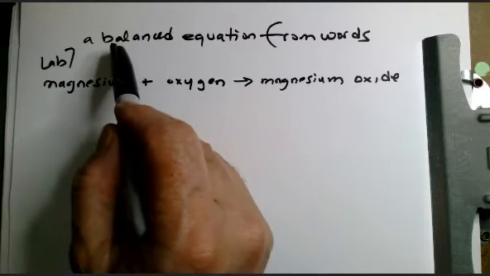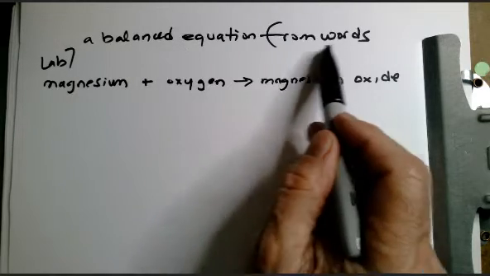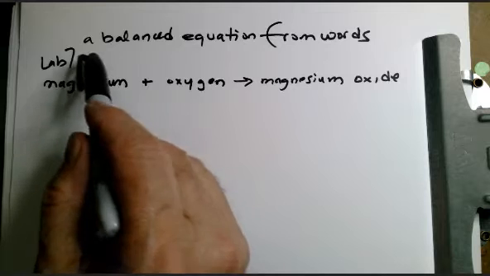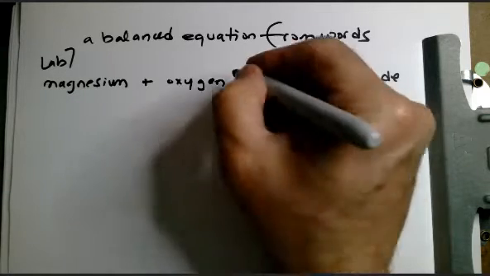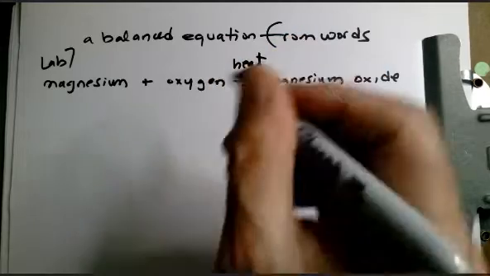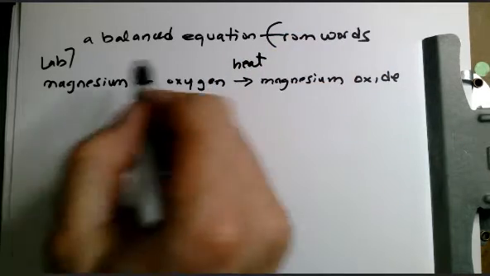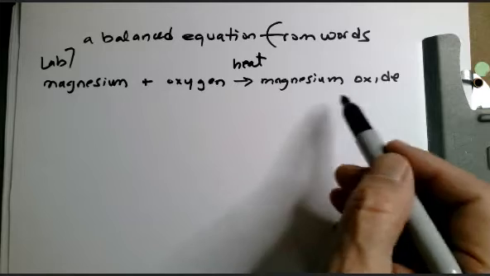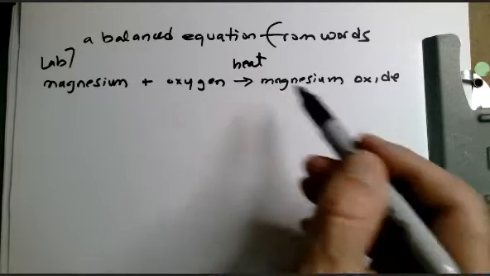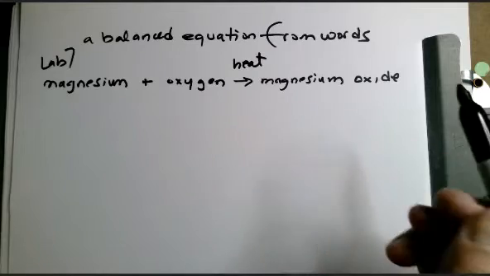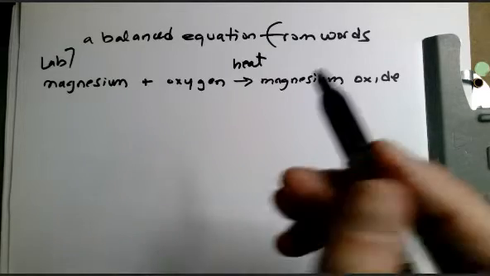This is Brother Barnes. Let's generate a balanced equation from words. In Lab 7, we take magnesium ribbon, we really put the heat to it, and the oxygen from the air combines with it to form a solid magnesium oxide. So I want to write a real equation, not just words, and let's balance it together.